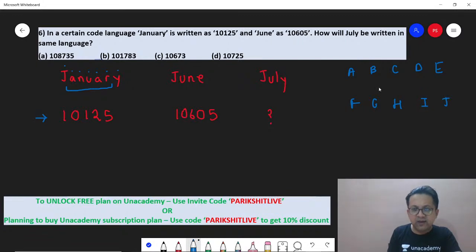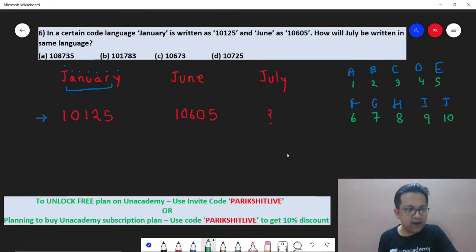Let's stop at J. A will be coded as 1. B is 2, C is 3, D is 4, E is 5, F is 6, G is 7, H is 8, I is 9, J is 10. Super awesome. January starts with J, and J is the 10th letter in the English alphabet. So can you say that the 10 out here represents the first letter of the word, J?